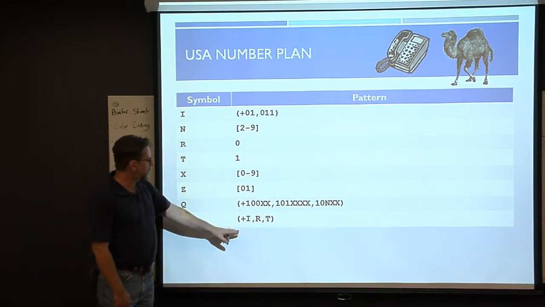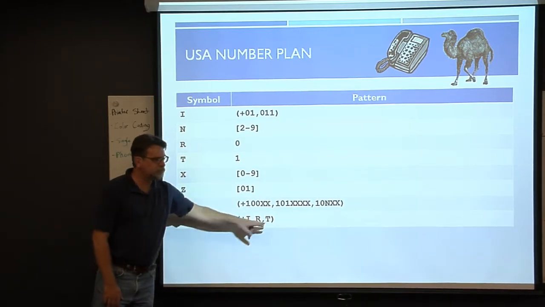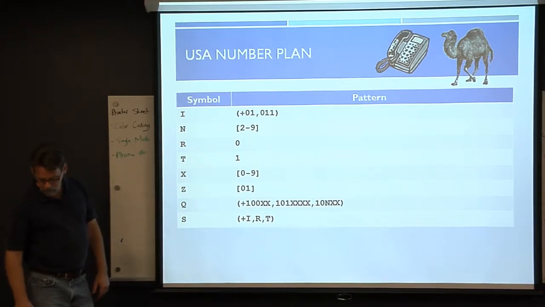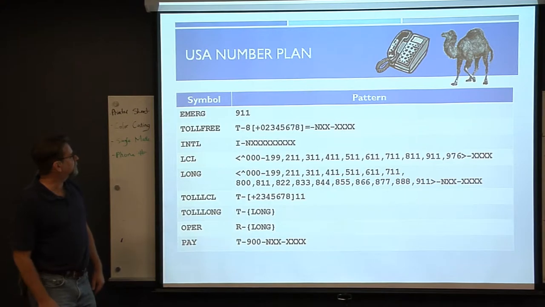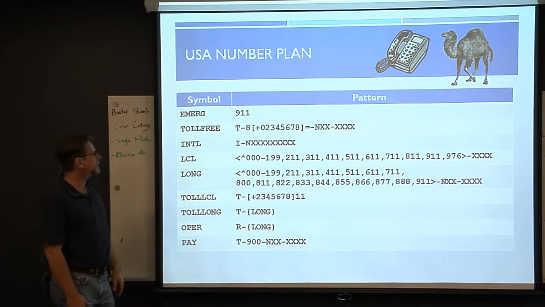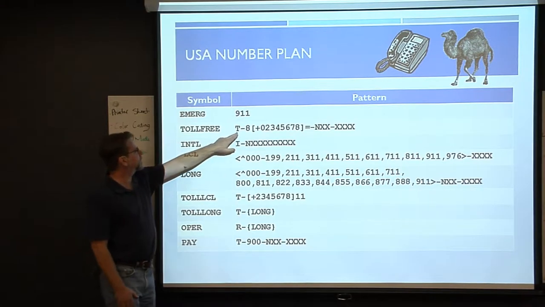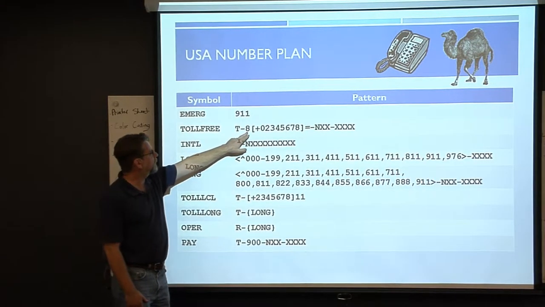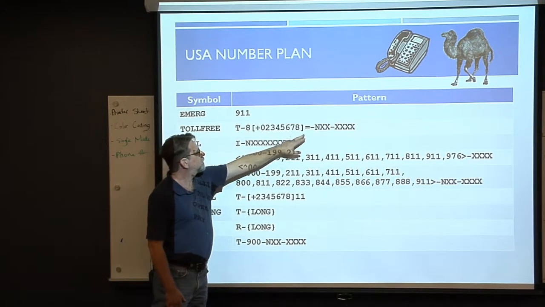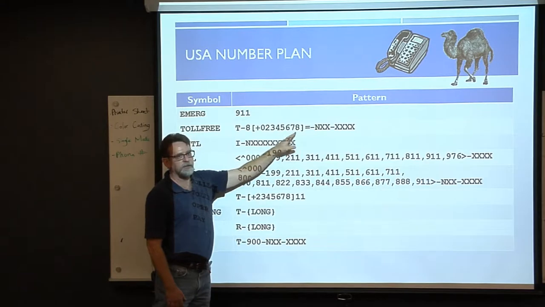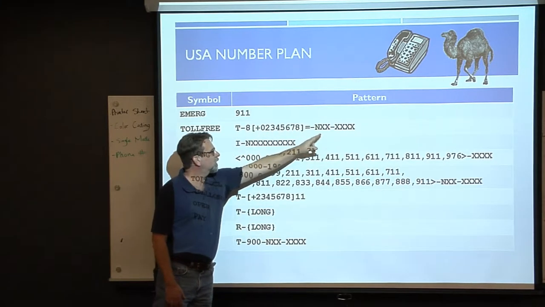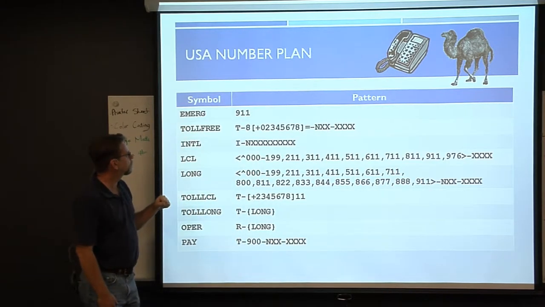So any number that starts with an I pattern, an R pattern, or a T pattern is a supervisory call. And now we get to the main pattern. So emergency, here's the pattern: 911, that's it. It's always that. A toll-free number is a toll digit, followed by an 8, followed by 0 and then 2 through 8. The equal sign here meant the same digit again, so 800 or 822, 833, 844, and then followed by a 7-digit number.